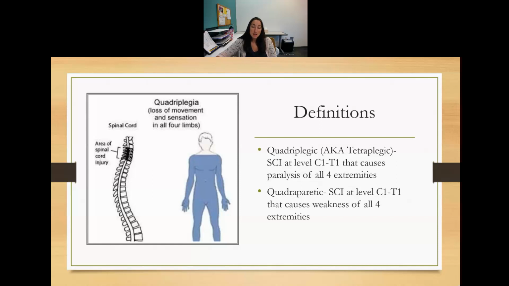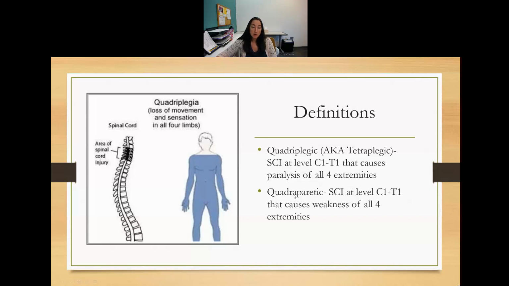Typically, it needs to be at a level between C1 and T1 in order to affect all four limbs. Once it's below T1, then it's primarily trunk and lower. Of course, once it's above C6, you start to get damage to some of your autonomic functions, like breathing and heart rate. So sometimes it could cause death, especially C3 and above. But quadriplegia is typically above T1.